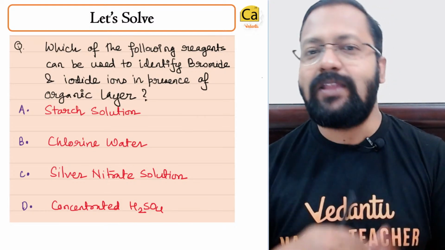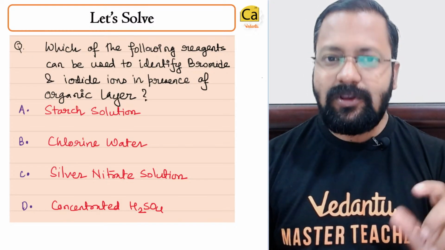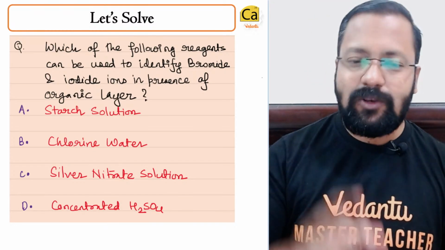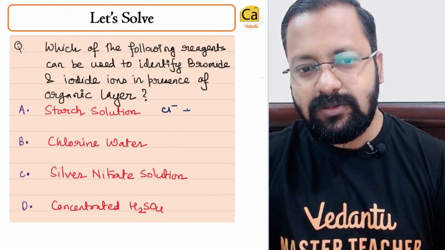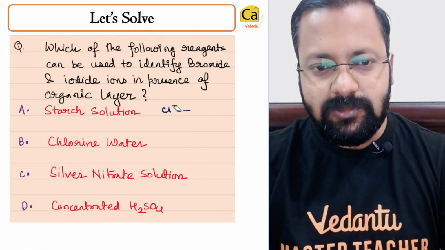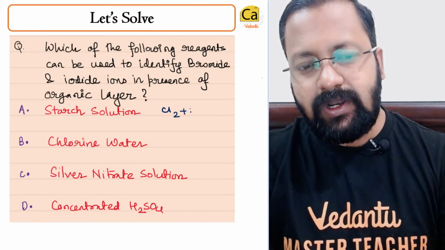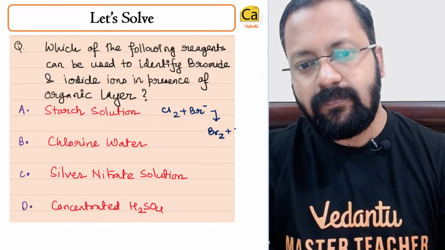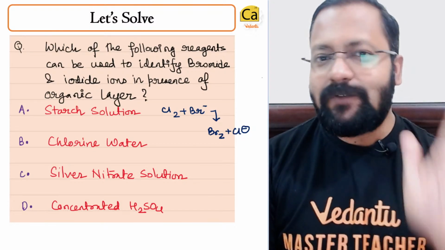Chlorine, having more tendency to undergo reduction, will displace these ions from the respective salts and will form a chloride. So it will displace them. Okay, so Cl2 will displace bromine or iodine. It will displace it from the salts.